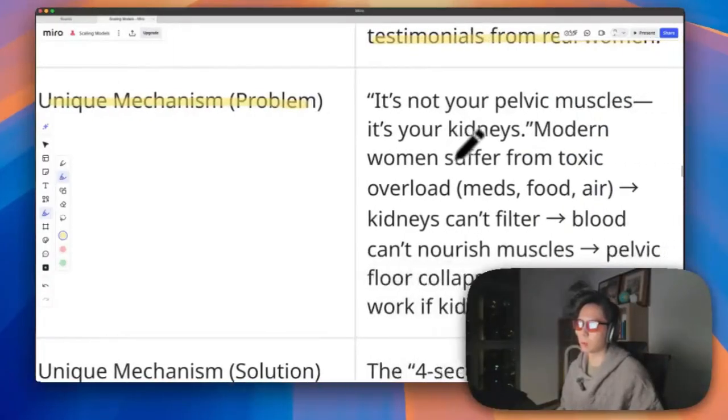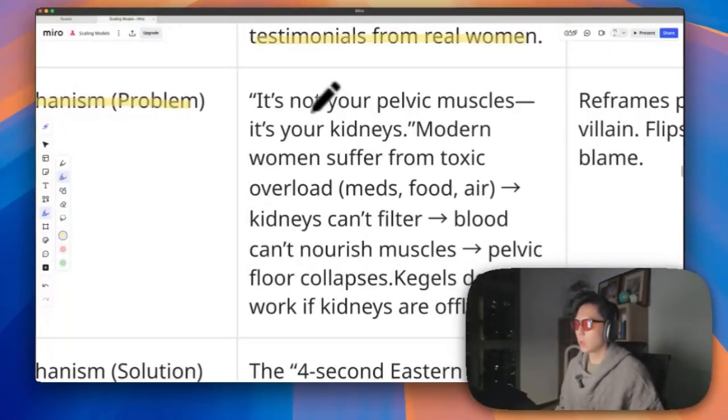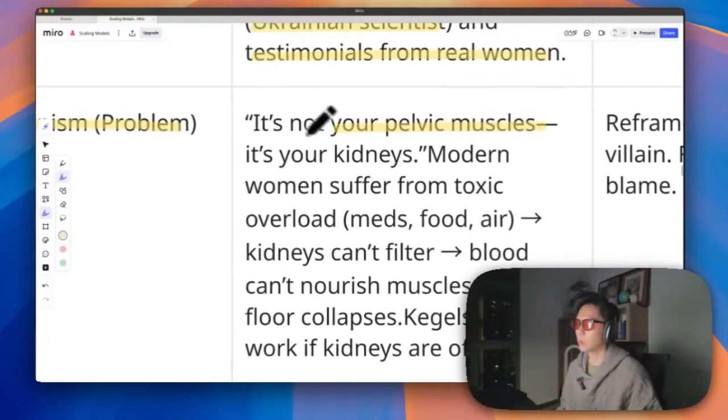Next, we talk about the unique mechanism of the problem. And in here, Alex talks about how it's not your pelvic muscles, which is what most conventional wisdom will talk about. It's actually about your kidneys. So modern women suffer from toxic overload. So this is quite believable if you think about it, right?